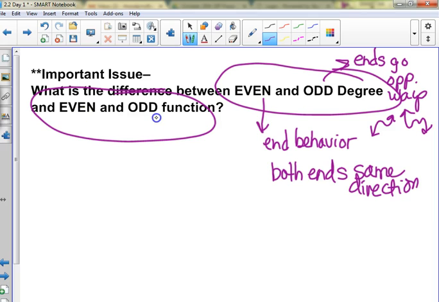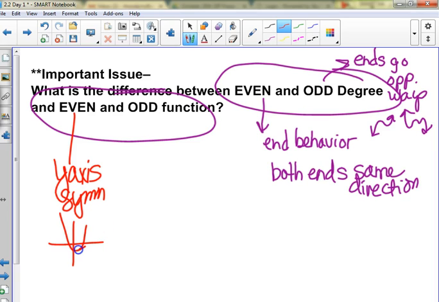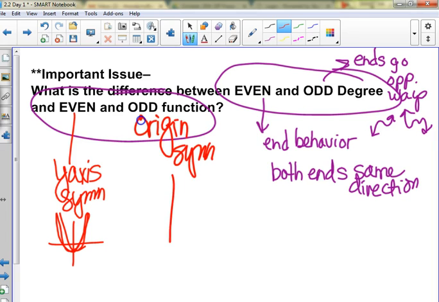Even and odd function, totally different. Tell me one more time. Y-axis symmetry. That's a horrible picture. And this is origin symmetry. Vocabulary is so important in this particular part of things, okay? Everybody okay?